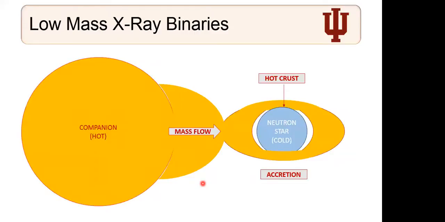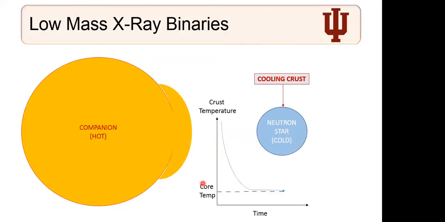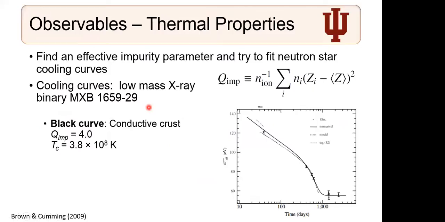So to revisit the low mass X-ray binaries, yes, they can accrete and you can have bursting, but if the accretion stops for whatever reason, the crust will start to cool off. And it's this cooling that's been observed and reported on for quite a while now. And it tells us something about the composition of the crust. So this is MXB 1659.